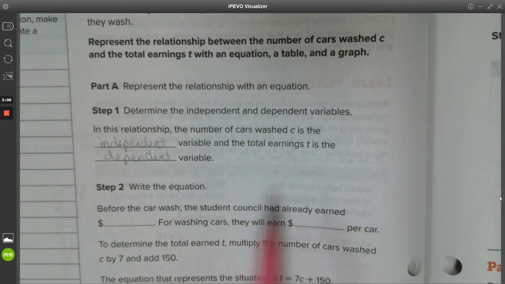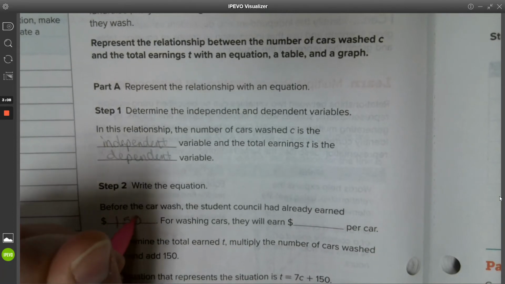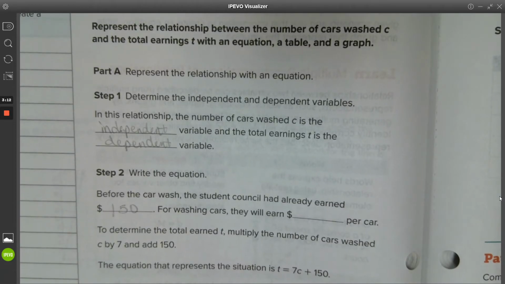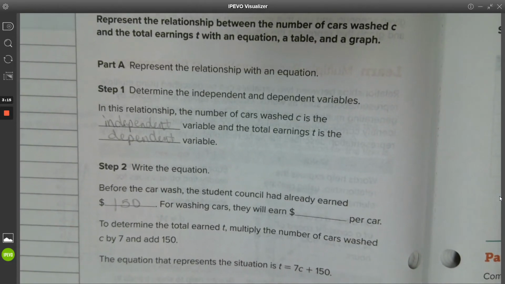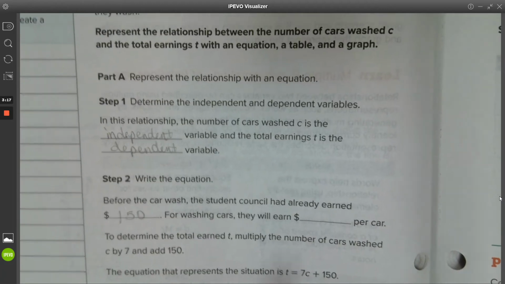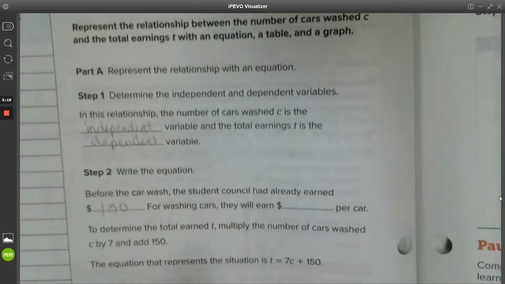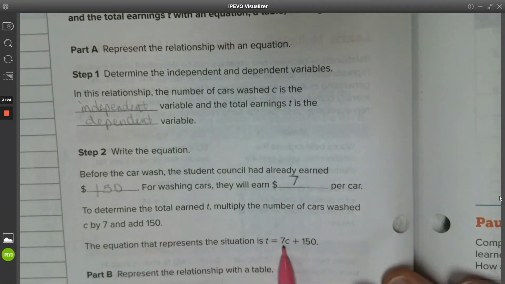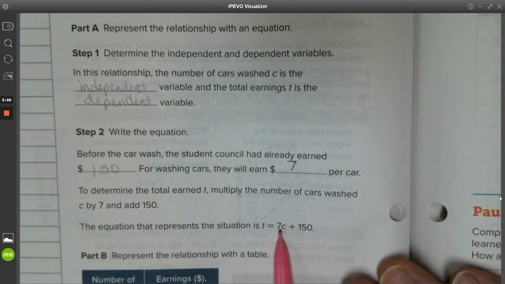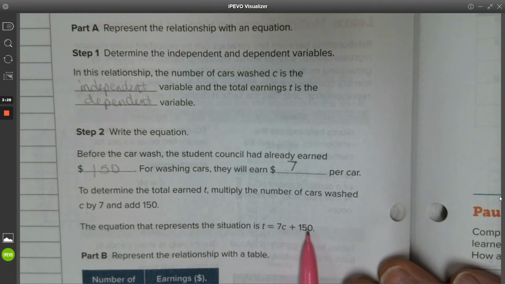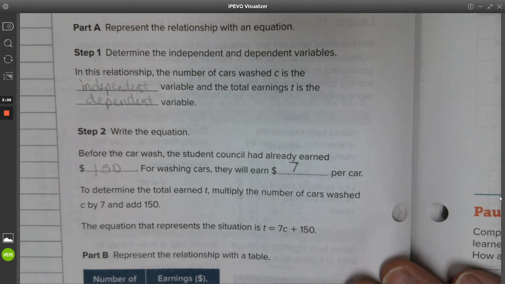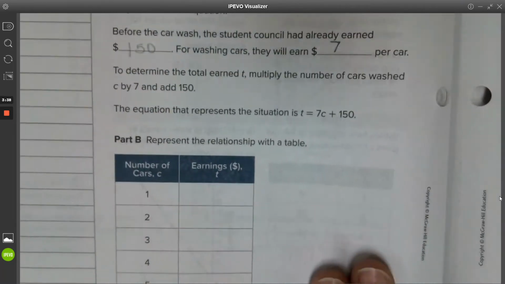Before the car wash, the Student Council had already earned $150. So we know that we will then just add 150 to whatever we can calculate. Now, we also know that they're charging $7 per car. So that means when we write our equation, we need to do 7 times the number of cars plus that one original 150 to then get the total earnings. Now, we're going to go ahead and create a graph to show this.